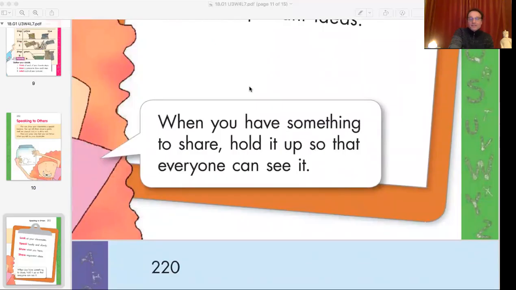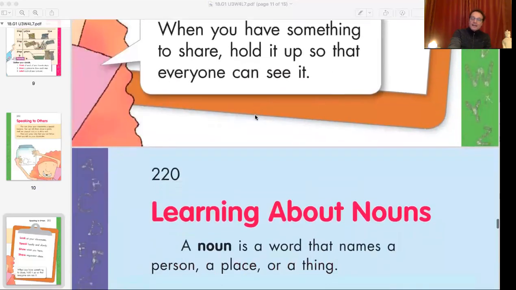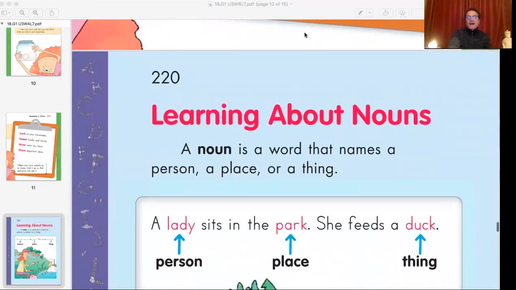And when you have something to share, hold it up so that everyone can see it. Hold it up high. Sometimes children go, oh, I don't know, here it is, you see, and they don't really speak clearly, they don't speak slowly, and they don't hold things up. So now we are going to talk about something completely different. We're going to talk about nouns. Who knows what a noun is? We've talked about these before.